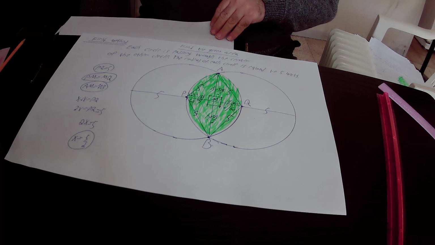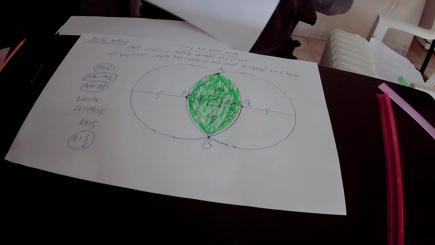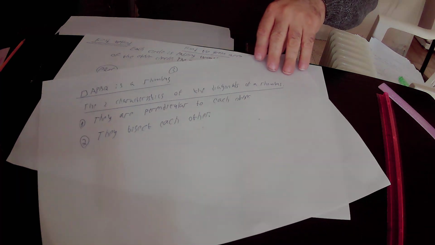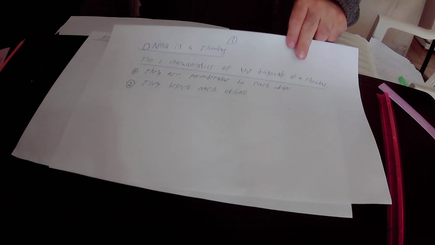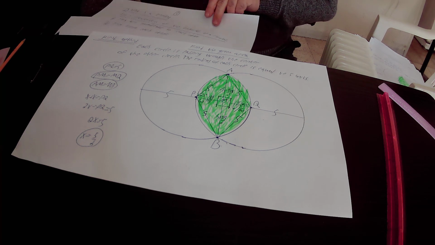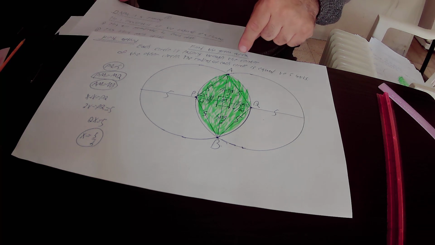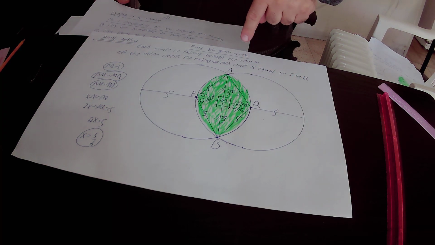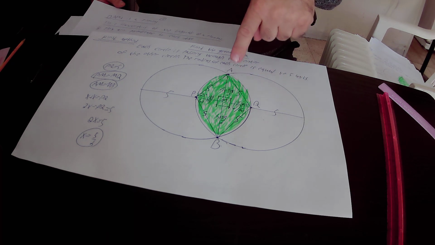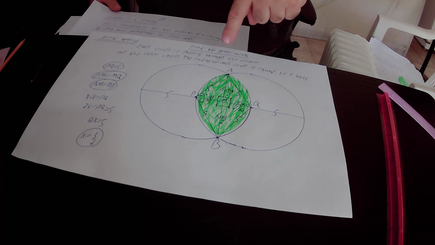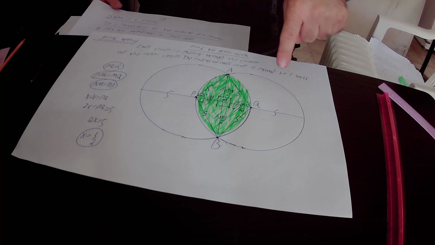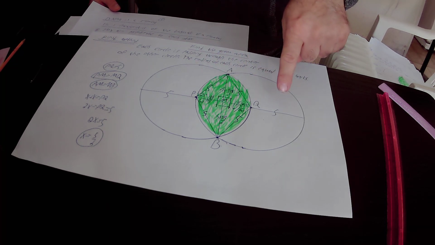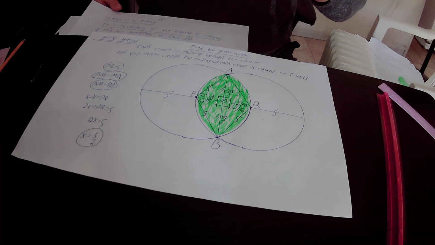So actually here, quadrilateral APBQ is a rhombus. Then we join points A and B together by a straight line. AB is the first diagonal of rhombus APBQ. Then we join points P and Q together by a straight line. PQ is the second diagonal of rhombus APBQ.